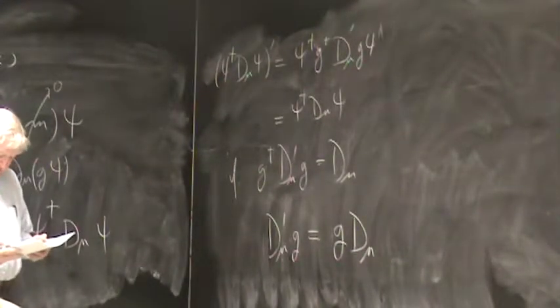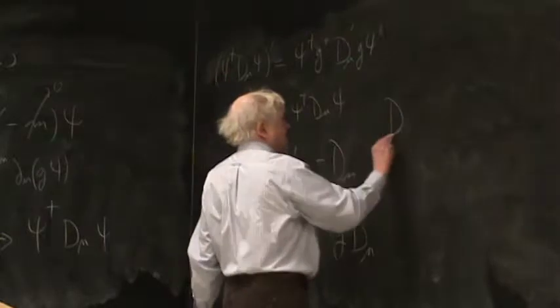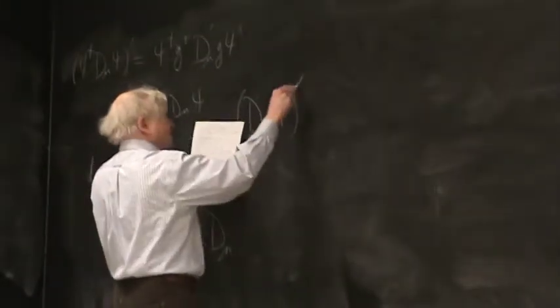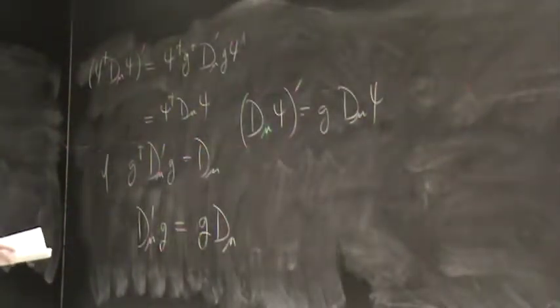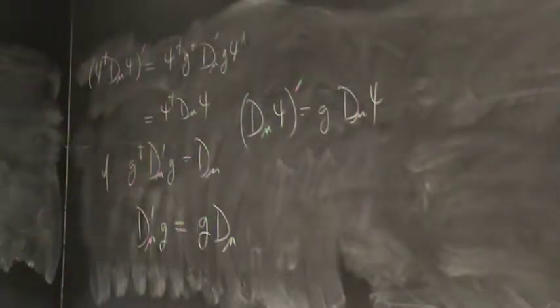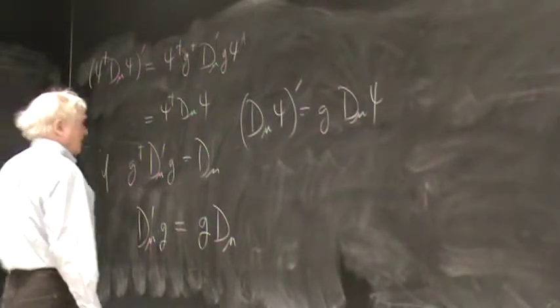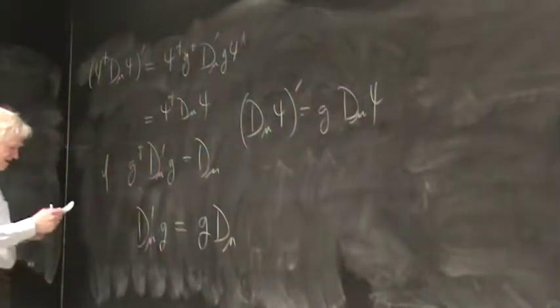And so that's the basic rule that we want. Effectively, what we really want is d mu psi prime to be g d mu psi. That's what we want. We want the derivative to transform the same way the field transforms. And have we assumed here the group is unitary? We are for now, yeah. And that's almost always the case in the standard literature. I've written some papers where it isn't, but in the standard literature, it's always the case.